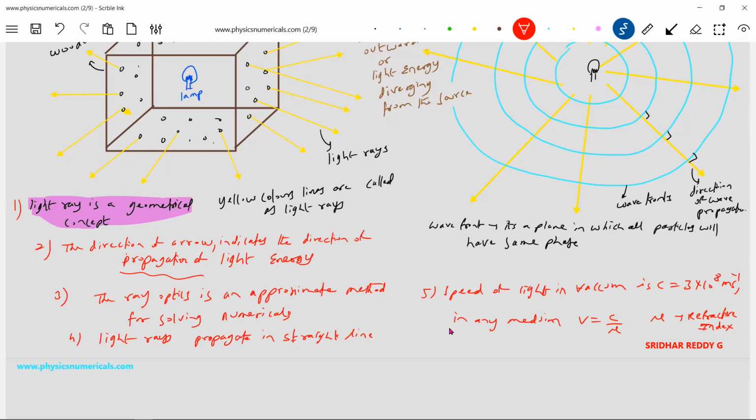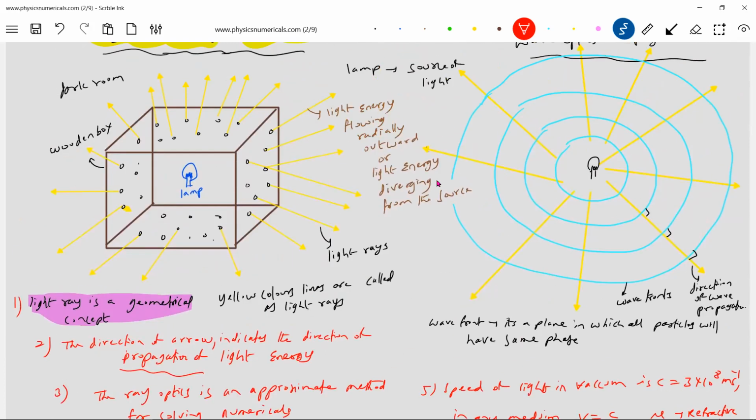Okay, now what is the final conclusion? We can study the properties of light by two methods. One, by representing the flow of light energy by a ray or a straight line, and the direction of propagation is given by the direction of the arrow. So this yellow line here, I'm going to call a light ray. This is one method. What is the other method? Treating the light energy as a wave.